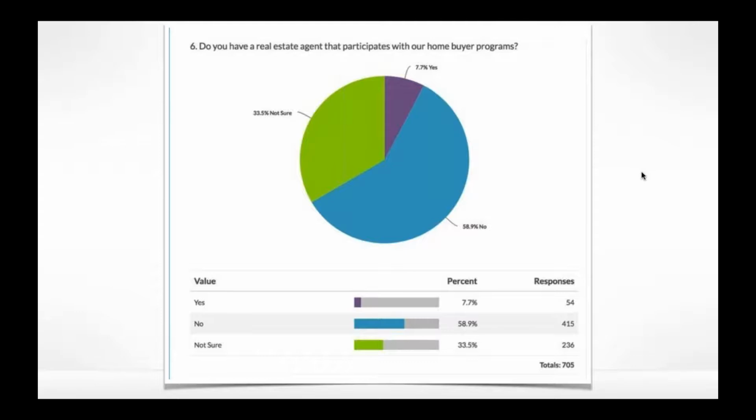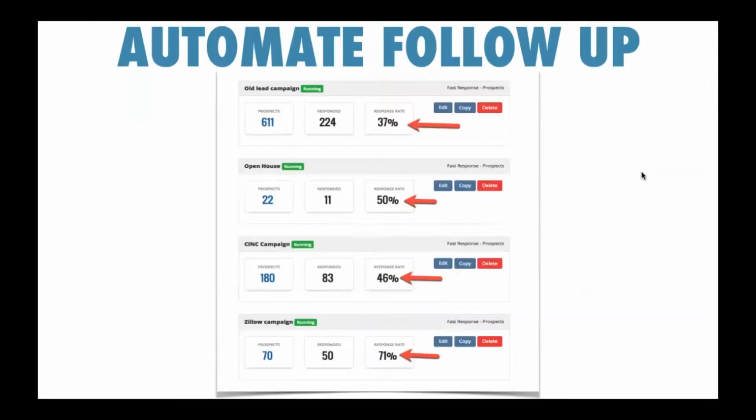7.7% said yes, 58% said no, and 33% unsure. So that is the majority of the people saying that they're not yet working with a real estate agent, which is pretty funky. So that is the survey funnel and the survey Siphon campaign.